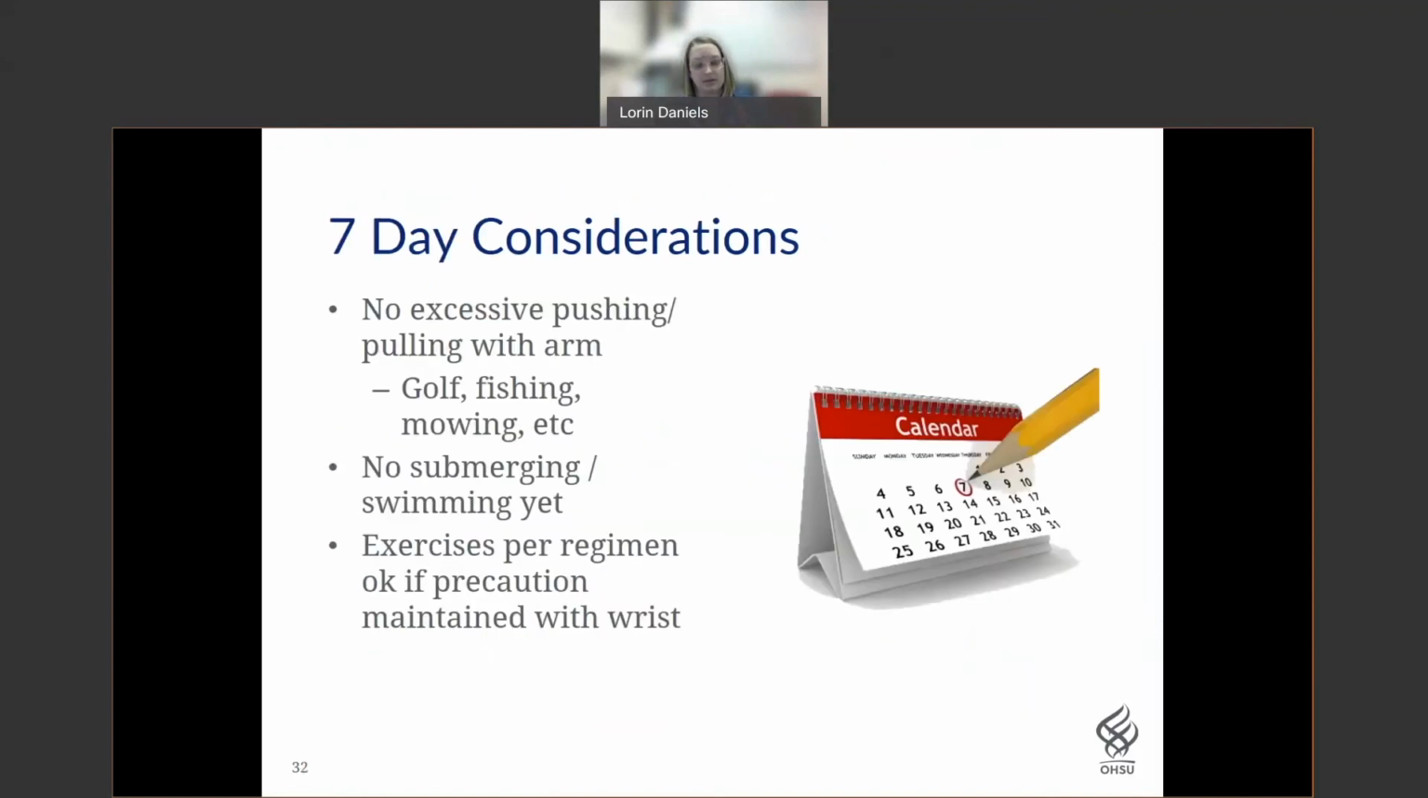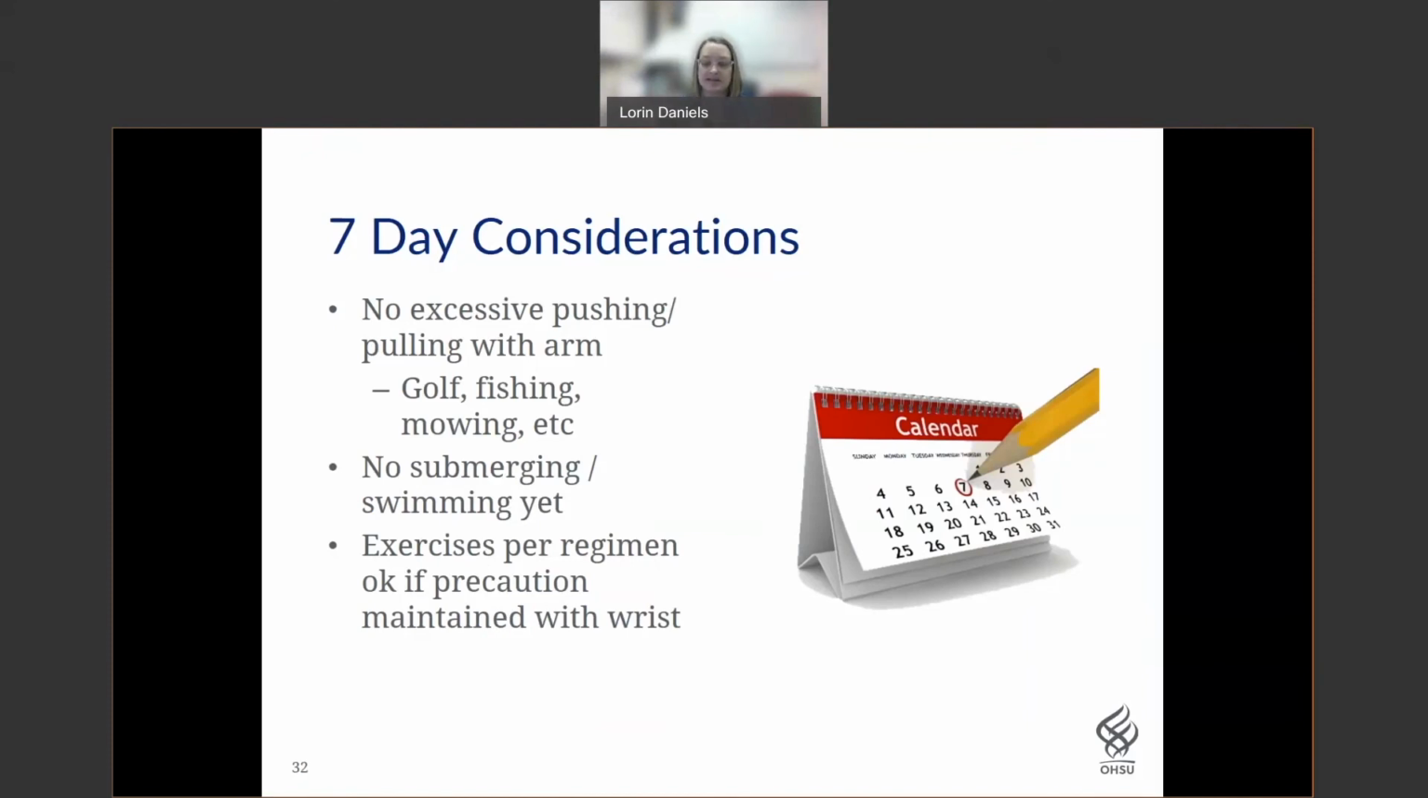So the restrictions liberalize, but continue until day 7. Until day 7, still no excessive pushing or pulling with that arm. Examples of things like that could be golfing, fishing, mowing, carrying a baby carrier, groceries, things like that. No submerging or swimming yet. By this point, it's definitely fine to shower or gently wash, but no bathtubs, pools, jacuzzis, things like that. Just treat it like a really small incision.